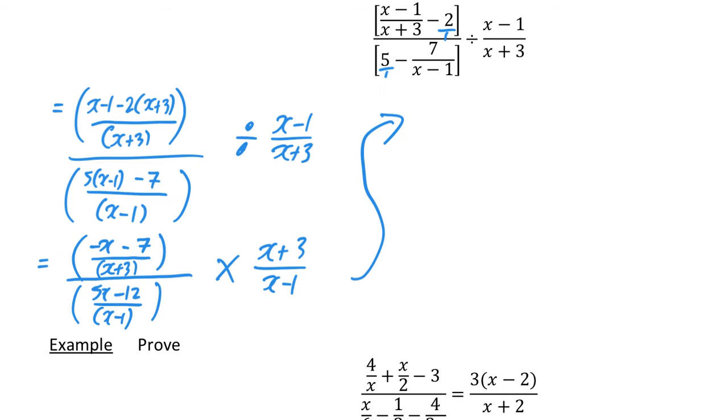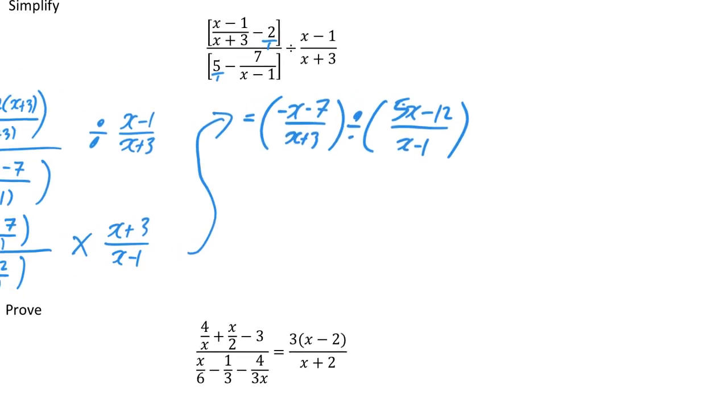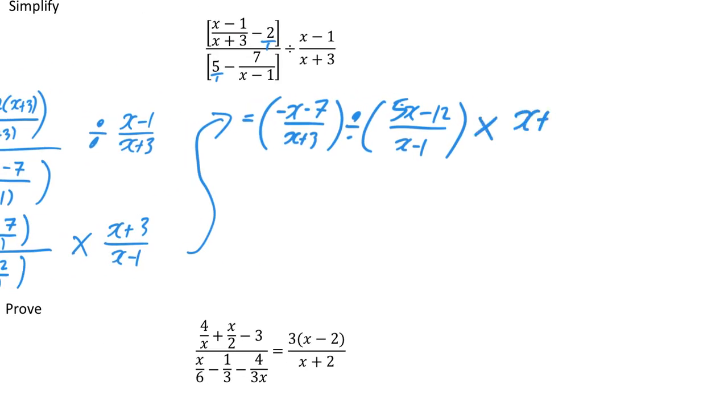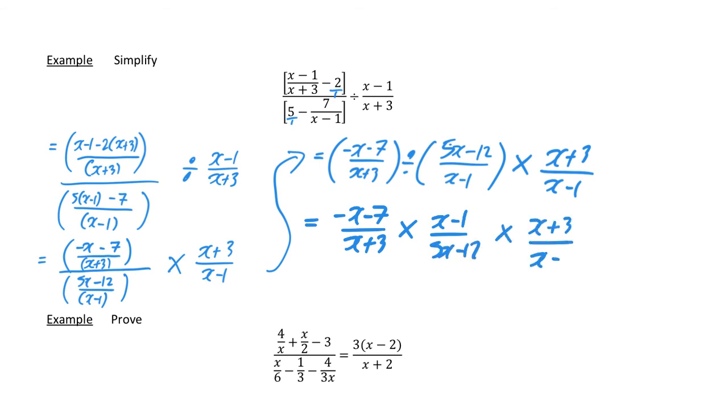So really what we have, top line was minus x minus 7 over x plus 3. It was being divided by, and this is why this is so messy, 5x minus 12 all over x minus 1. And then you had to multiply by x plus 3 over x minus 1. So the first thing we want to do is sort out that dividing. That's minus x minus 7 over x plus 3, then times x minus 1 over 5x minus 12, times x plus 3 over x minus 1.